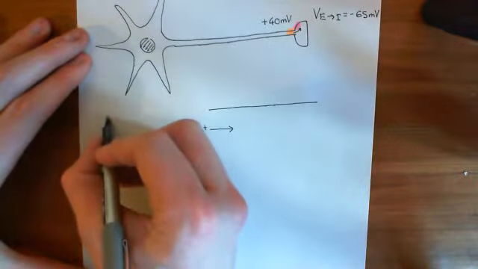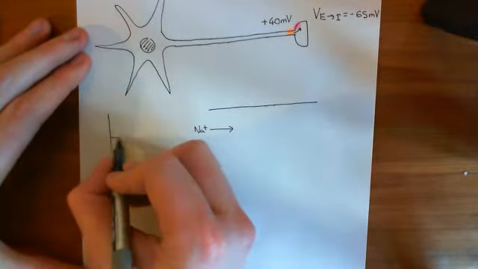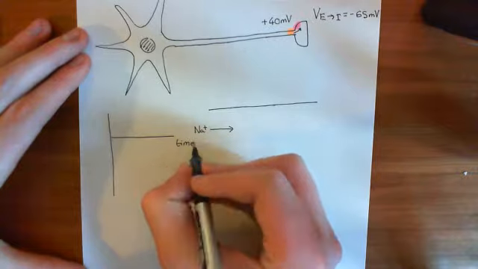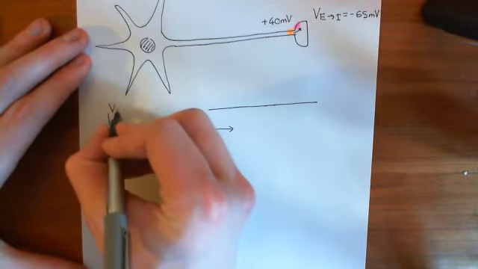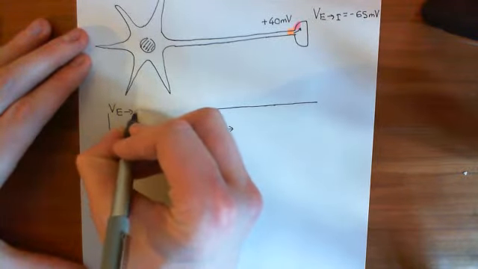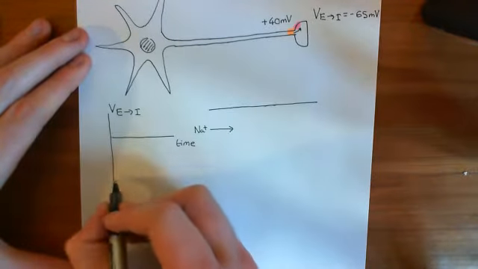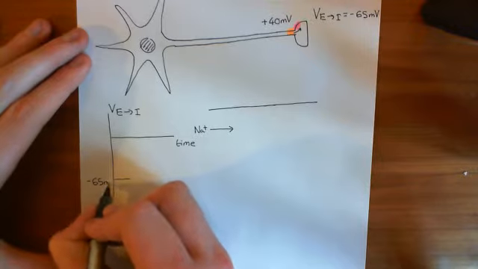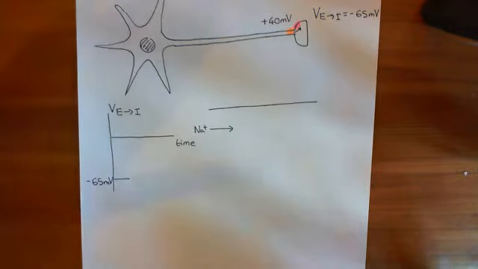Okay, so let's draw a graph over here. What we will do is plot the voltage across this pink piece of membrane, from extracellular to intracellular, against time. So it starts off at this resting membrane potential, which is around negative 65 millivolts in most cells.